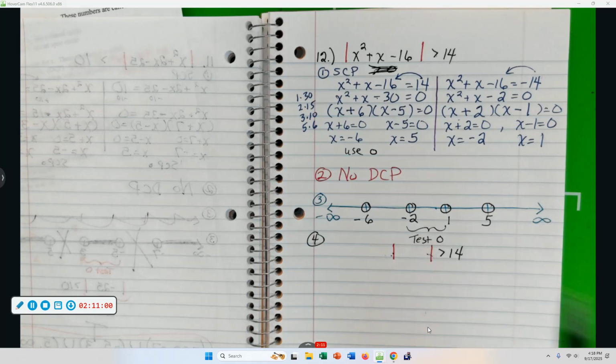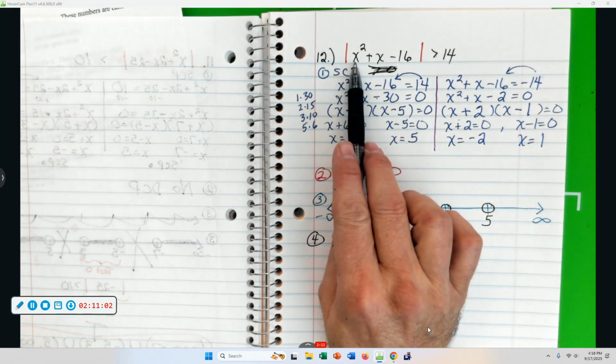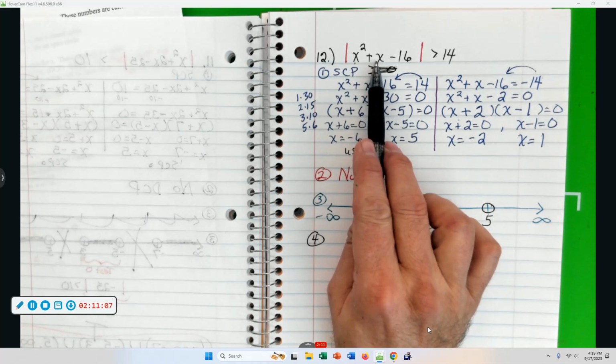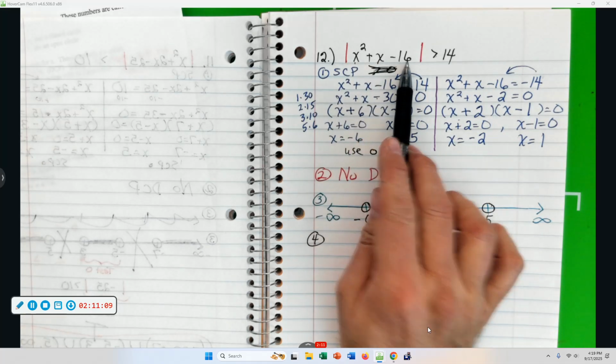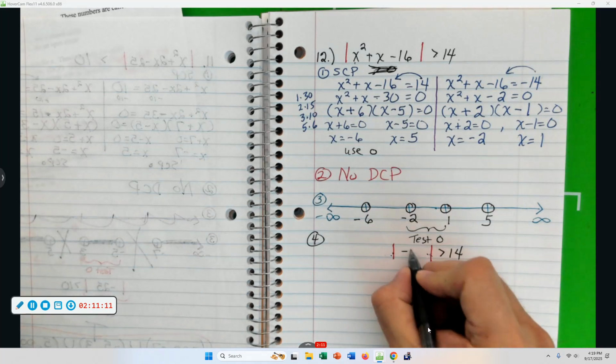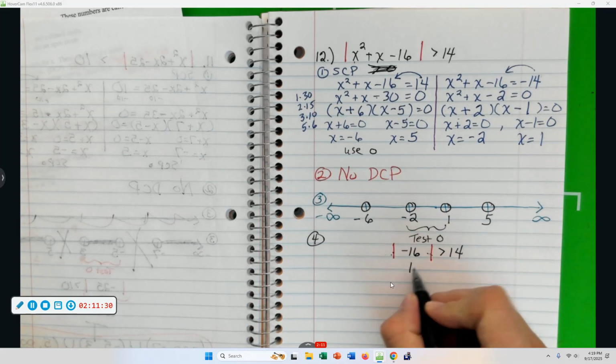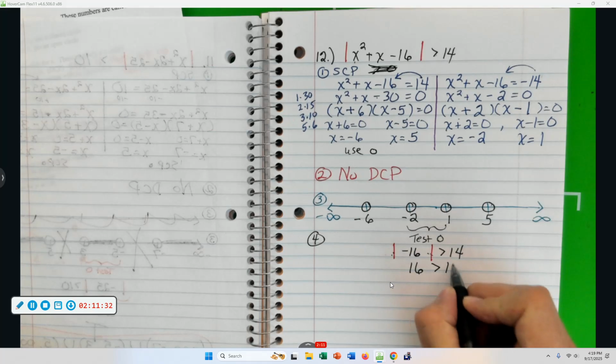So first, plug in a 0. We have 0 squared, that's 0, plus 0, minus 16. Is that just a negative 16 inside the absolute value bars? False. That's false. Well, is it false? No, because it's taking the absolute value. You have to take the absolute value of -16, which is +16.